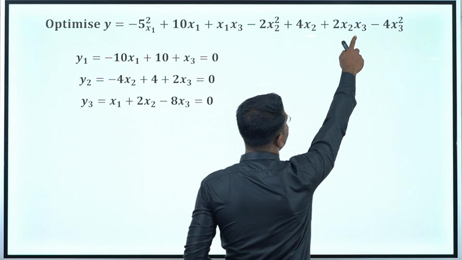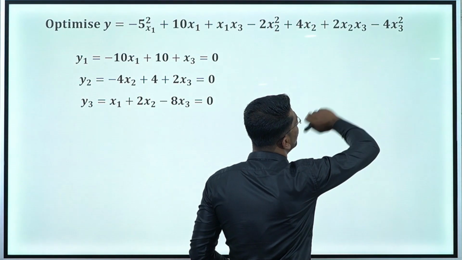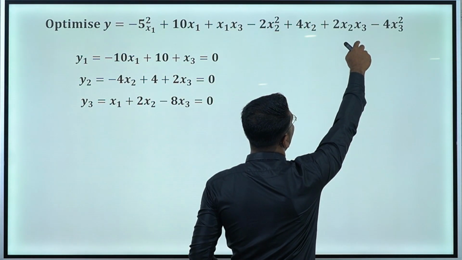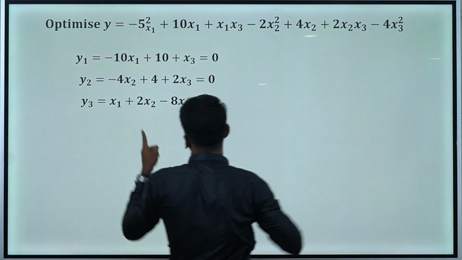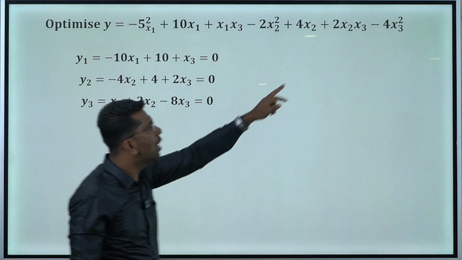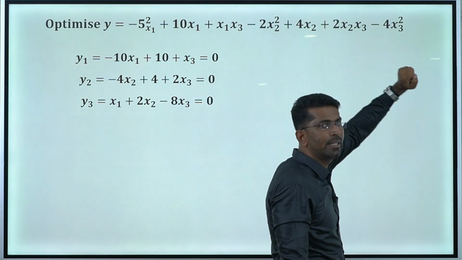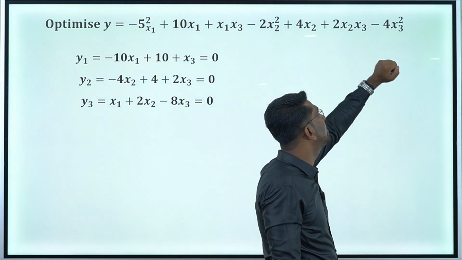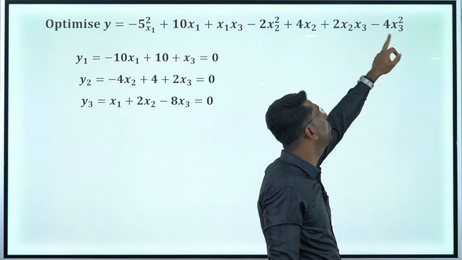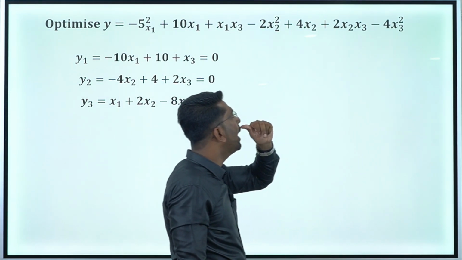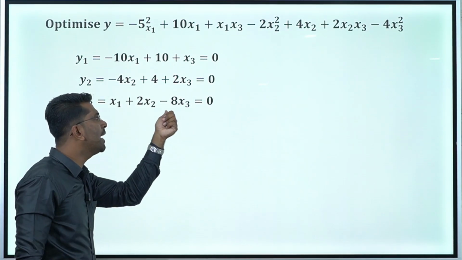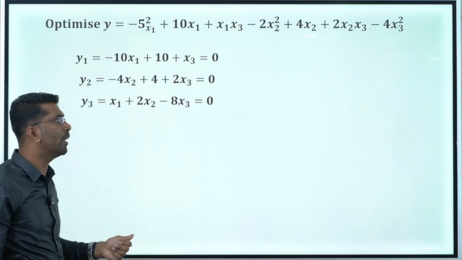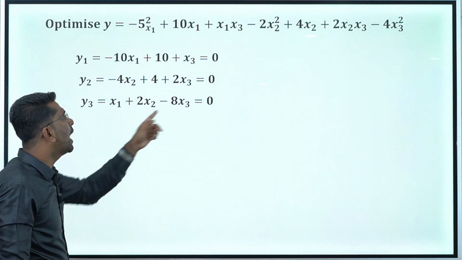Similarly, here we have x3. By keeping x2 constant, the derivative of x3 is equal to 1. So 1 into 2x2, which is equal to 2x2. Then finally we have minus 4x3 square. The derivative of minus 4x3 square is equal to 2 into 4, which is minus 8x3. That is the partial derivative with respect to x3. And then I am equating it with 0.